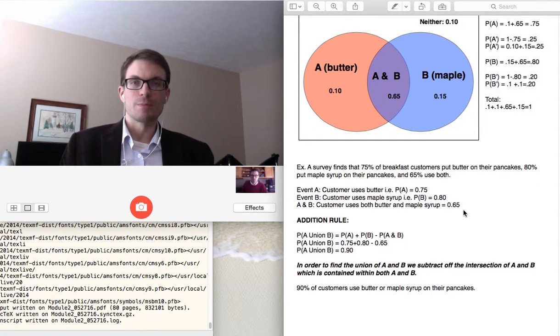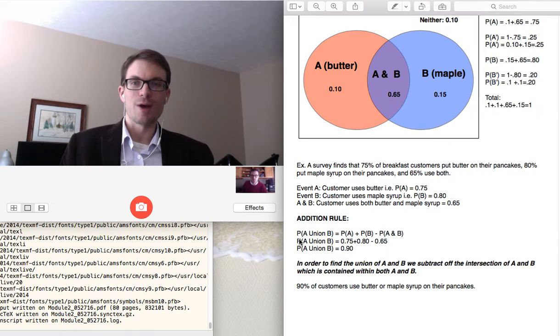Okay, so we can apply our addition rule though, and we can find the probability of the union. So the probability of the union is the probability of event A plus probability of event B minus the intersection. And so what this is doing is, suppose we want to find those who use either butter or maple syrup, the probability of a randomly selected breakfast customer using either butter or maple syrup on their pancakes. In order to do this, we'll add up the probability of selecting somebody who uses butter plus the probability of selecting someone who uses maple syrup and subtract off the probability of selecting somebody who uses both.